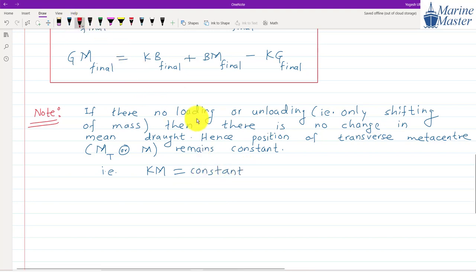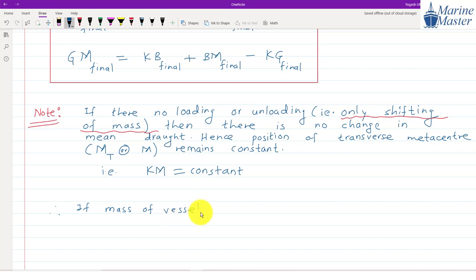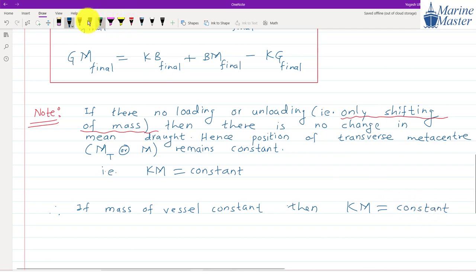Any doubt in this discussion, guys? So whenever there is only shifting of mass, write down the final concluding statement. Therefore, if the mass of the vessel is constant, then we can say KM is equal to constant, guys. Final concluding statement.